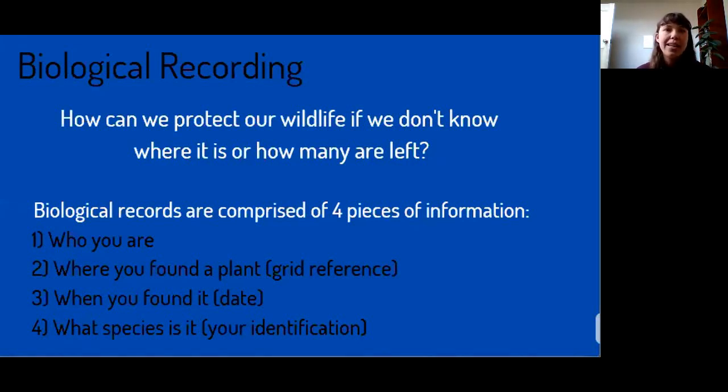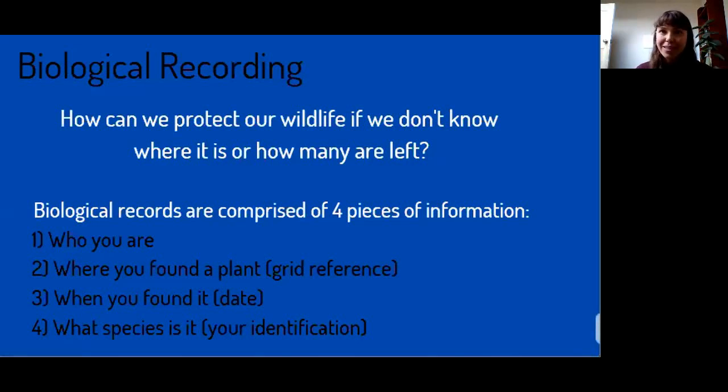And I wanted to talk a little bit about biological recording. Every time you find and identify a plant, you have the opportunity to share important data with the scientific community and other botanists. As you go out and learn and your knowledge of flowers grows, and as you become well practiced in this hobby, I'd really recommend sharing your biological records.